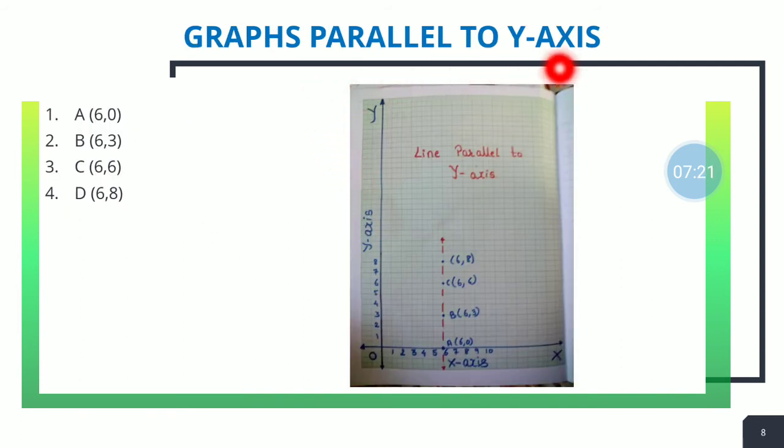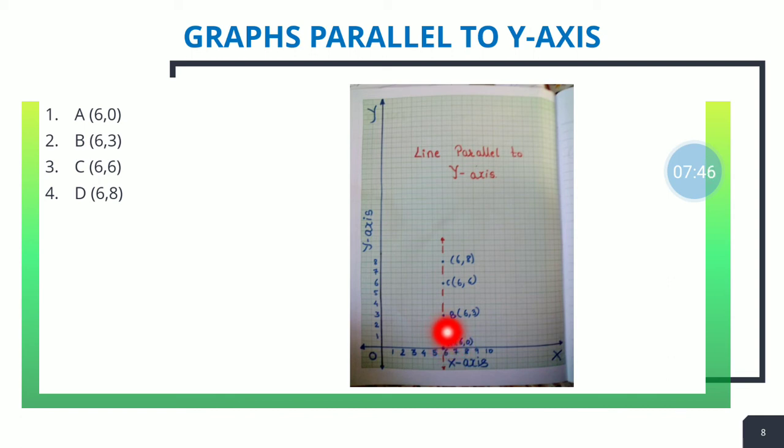Graph parallel to y-axis. Now we will plot the graph parallel to the y-axis. Here is my origin. The horizontal is my x-axis. The vertical is my y-axis. So I have plotted the points up to 10. So my first point, A: 6 comma 0. Again x is 6 and y is 0. So 6 comma 0 lies over here on the x-axis.